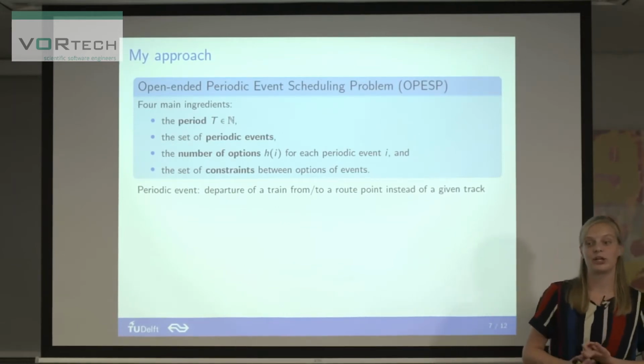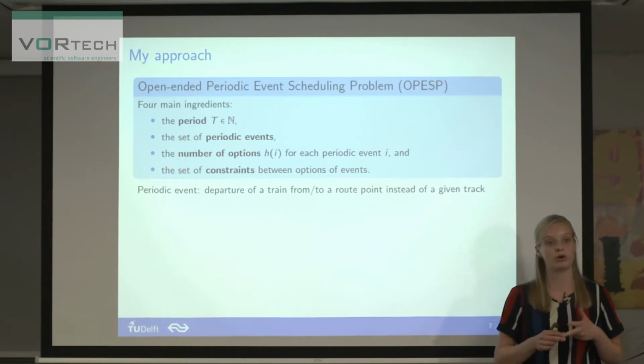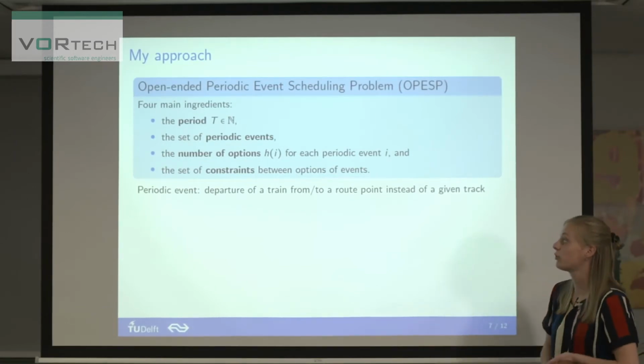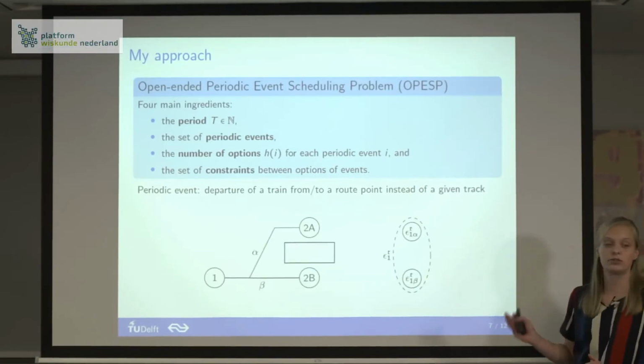Second, a set of periodic events. Third, for each event, the number of options. And fourth, a set of constraints. Well, what does this mean? Let me give you a small example.